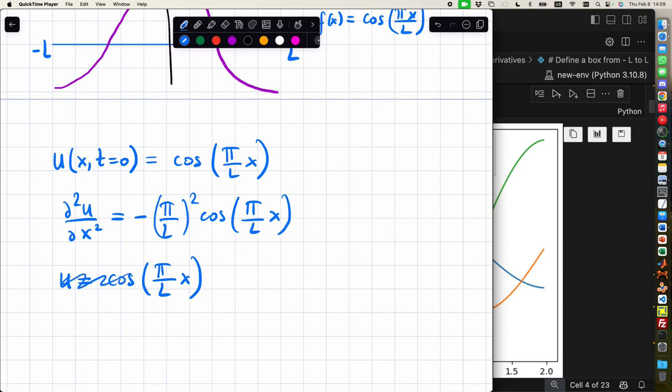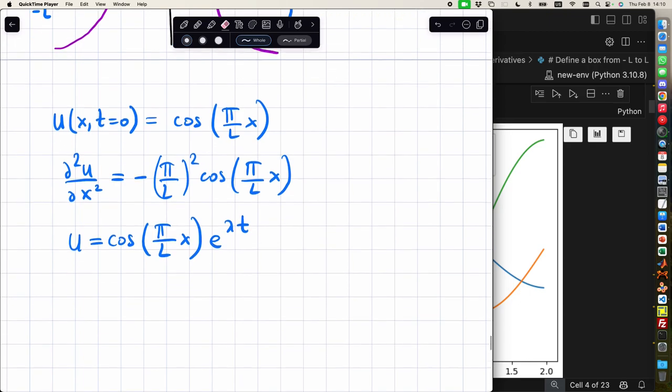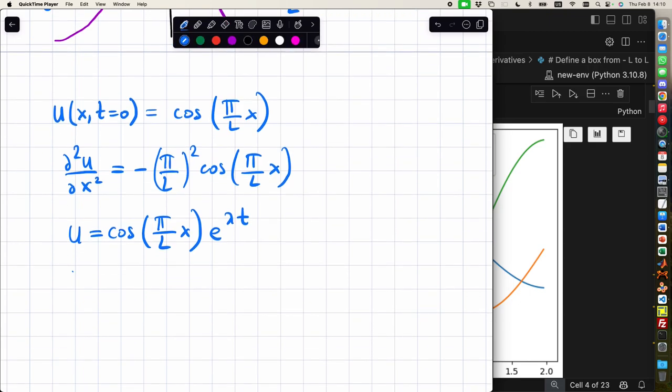Can I think about it a little bit? Actually, I will go with your solution. E to the lambda t, right? And some coefficient in front of it. You like coefficients, but let me not put some coefficient. It started with 1, so I will just write e to the lambda t. Let me put it in the equation and see what happens. What is del u over del t? Lambda times u. Lambda times cosine pi over L x e to the lambda t.